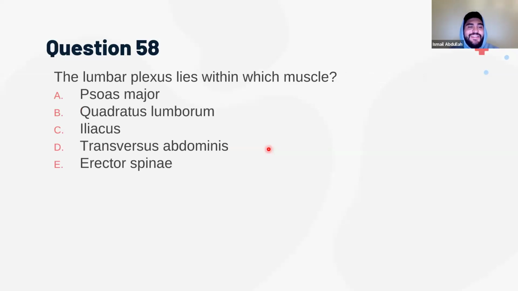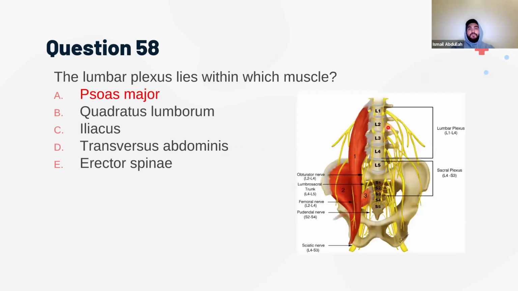So we have two questions left and we're done. So the lumbar plexus lies within which muscle? What do you think? Yeah, so it's going to be within the psoas major. Correct. So you'd have the psoas and literally right behind it, as you mentioned, or even within it, you'd have the lumbar plexus.